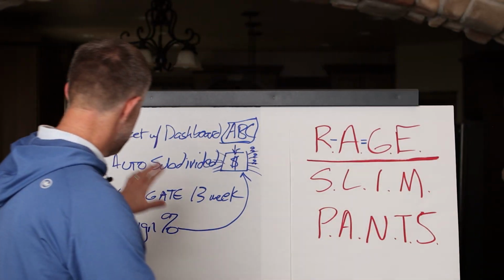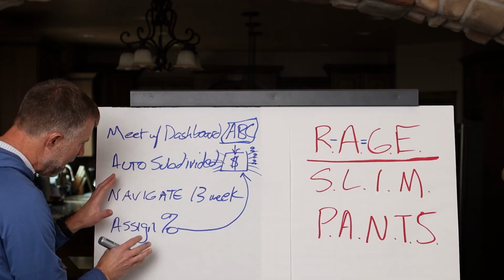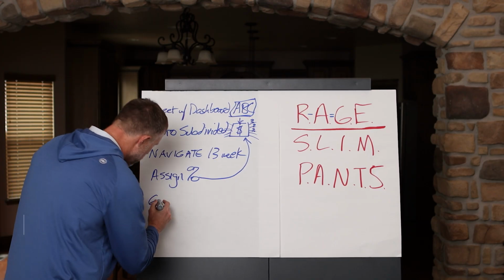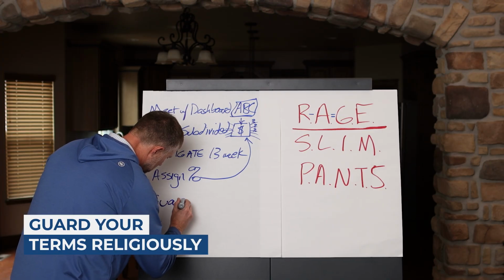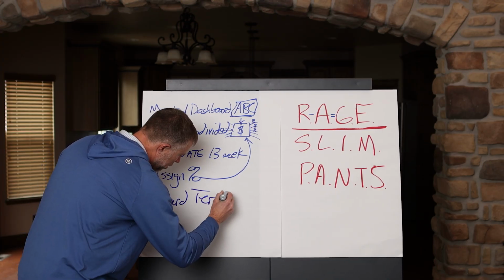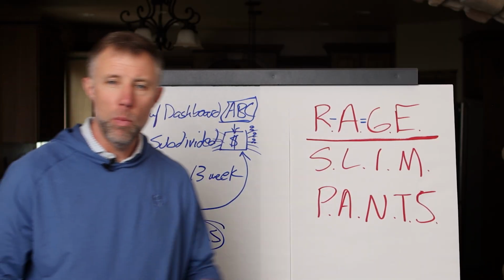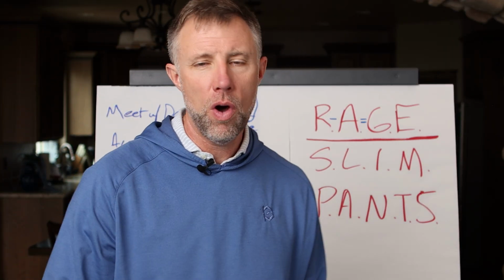And so we've got these things set up, dashboards and subdivided bank accounts and 13 weeks and assigning percentages. But if we don't guard our terms, we've got to guard our terms so fiercely, because it's in the terms that determines when that money comes in, when it goes, what the percentage on that looks like.